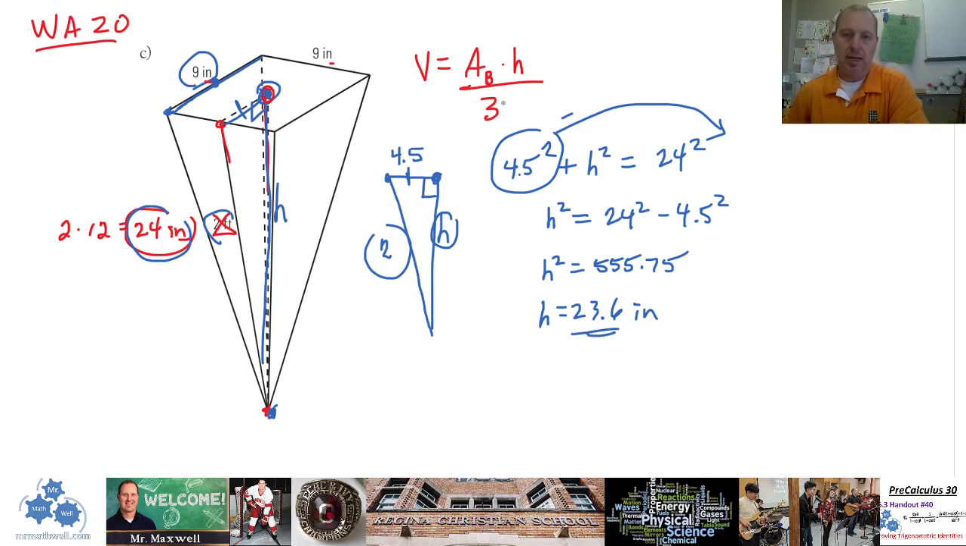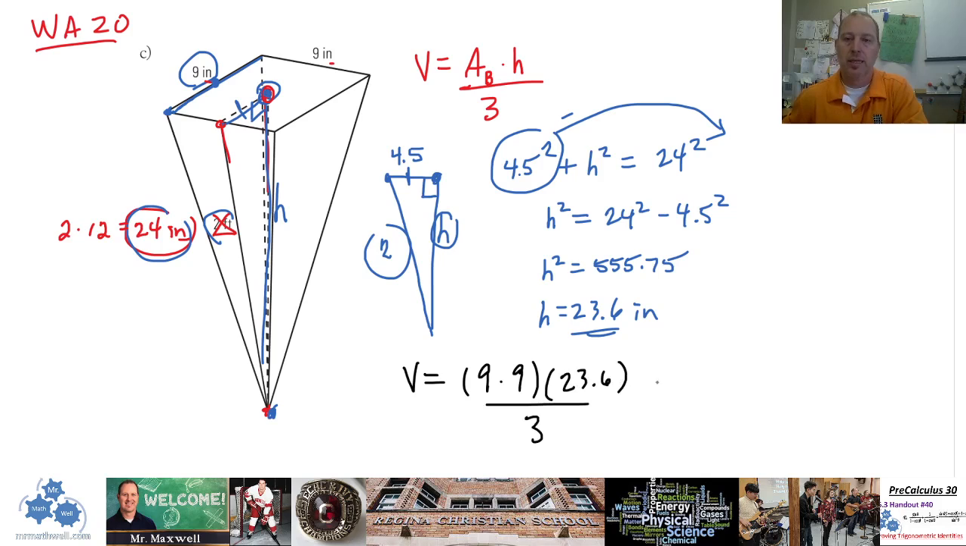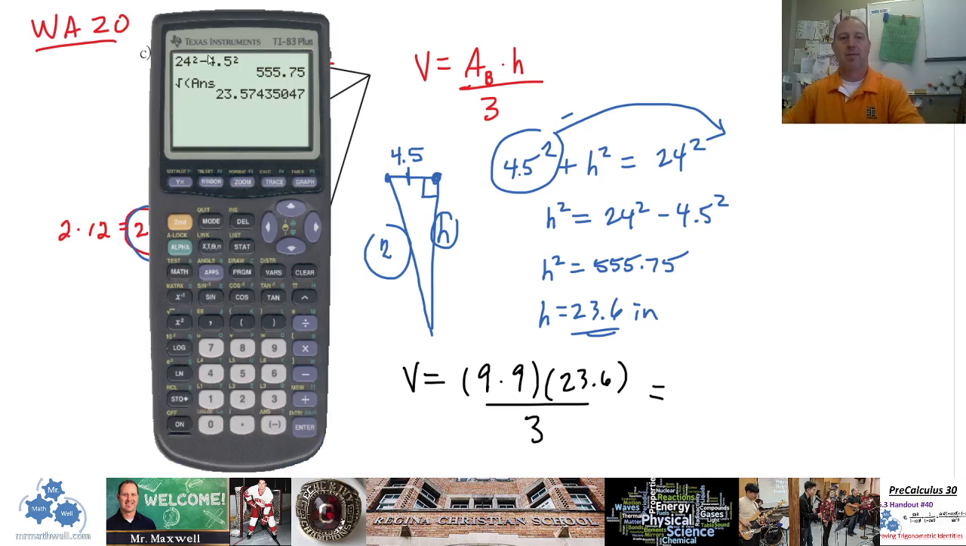Now we have everything we need really to find the volume here. So the volume of this pyramid is going to be the area of the base, which we know to be 9 times 9, times the height, 23.6, divided by 3. So that volume, let's see, I'll write 23.6 times 9 times 9, which is 81, and then I'm going to divide that by 3. 637.2.